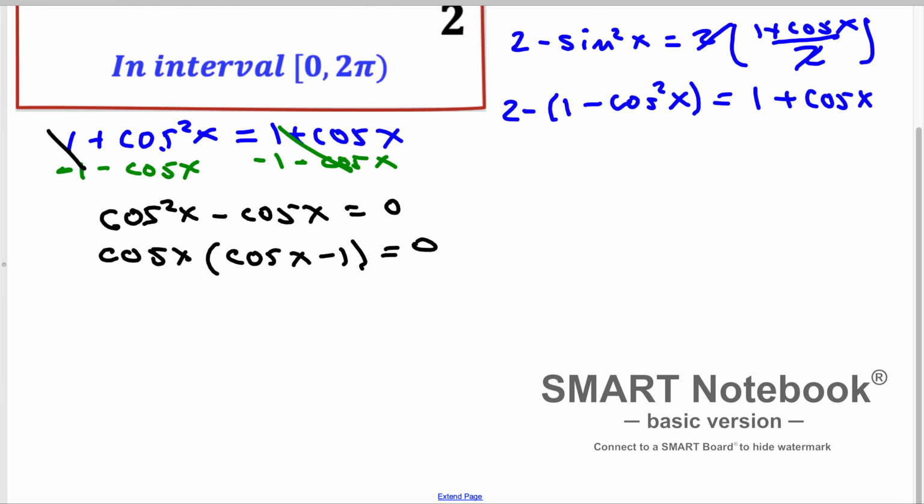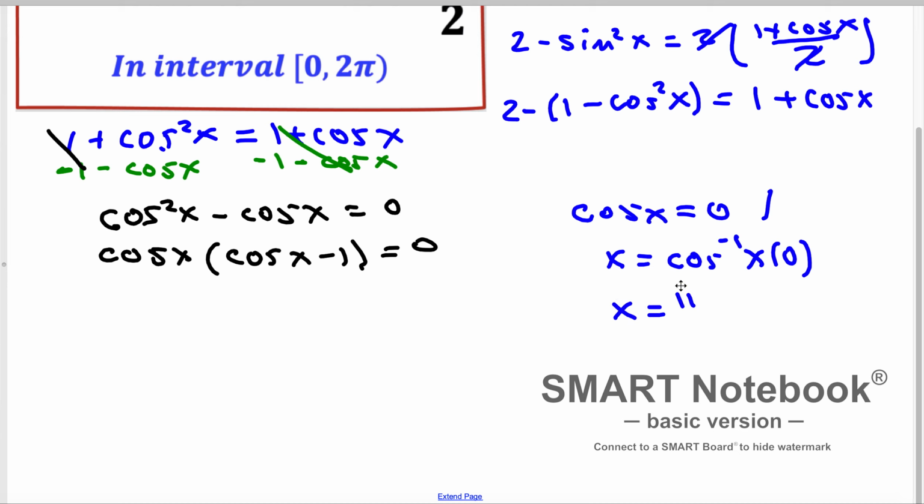If we are equating with 0, this is cosine x is equal with 0. And now if we are taking the arc cosine or inverse cosine, this x is going to be equal with the inverse cosine of 0. And the inverse cosine of 0, x is going to be equal with pi over 2. But because we have the interval between 0 and 2 pi, the other solution when it is 0 is x equal to 3 pi over 2.